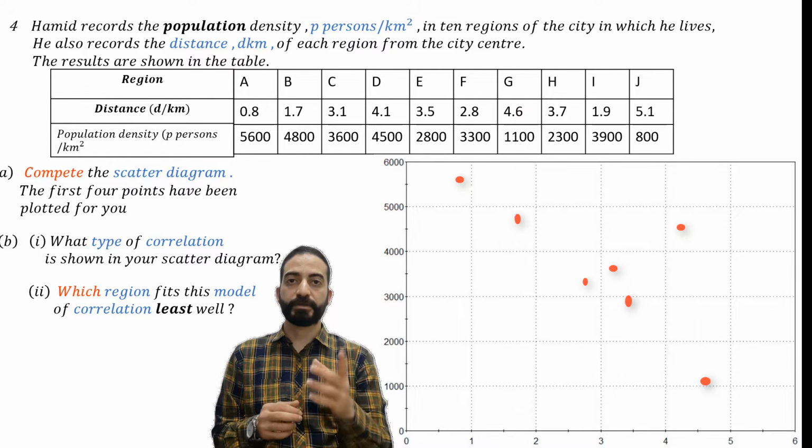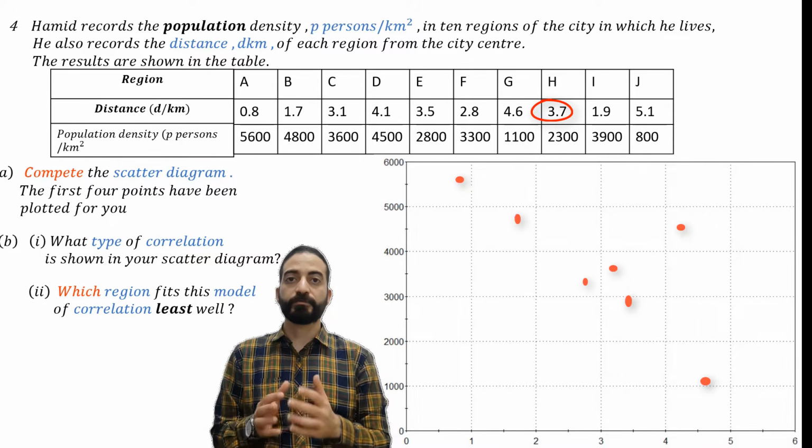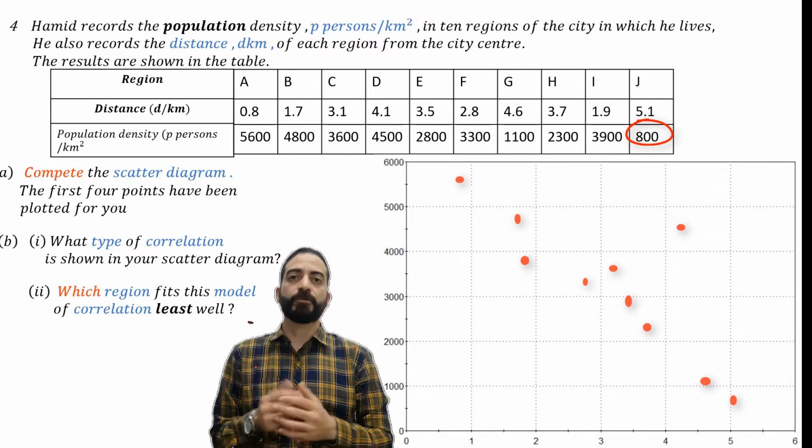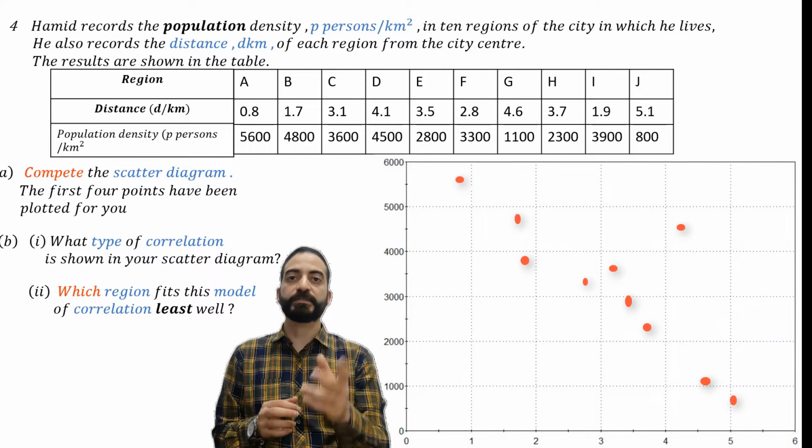Also here we have 3.7 and 2300. We will get this. And here we have 1.9 and 3900. We will get this point. And here we have 5.1 and 800. We will get this. We now move to part B. What type of correlation is shown in your scatter diagram?